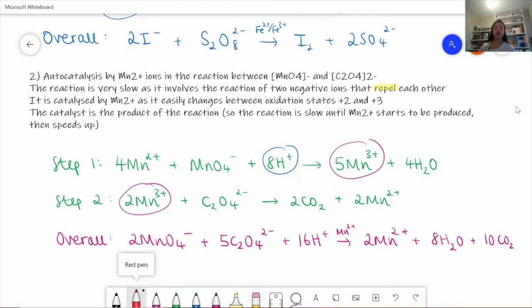So when we say autocatalysis, it's because this Mn2+ is formed from the reaction. And so when this first starts to occur, it's very, very slow because we have these two negative ions repelling each other, but they're trying to collide. And then as soon as this is formed, we can then start these two processes. And so the reaction will begin to speed up.